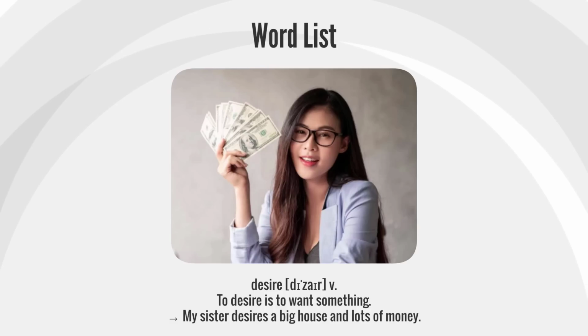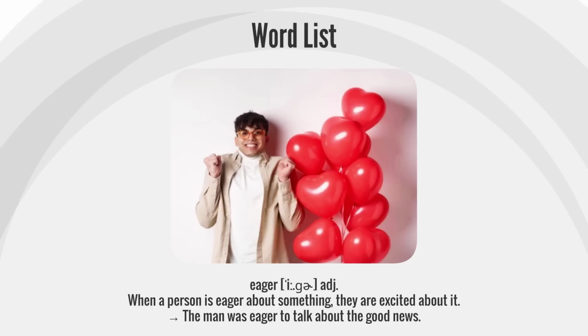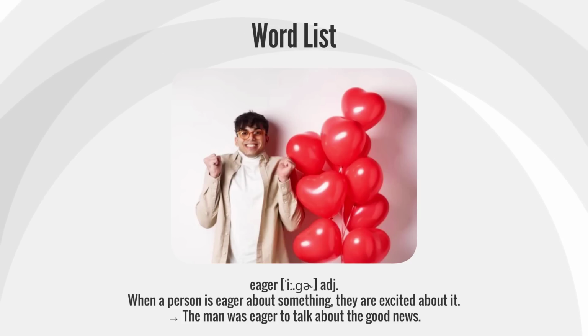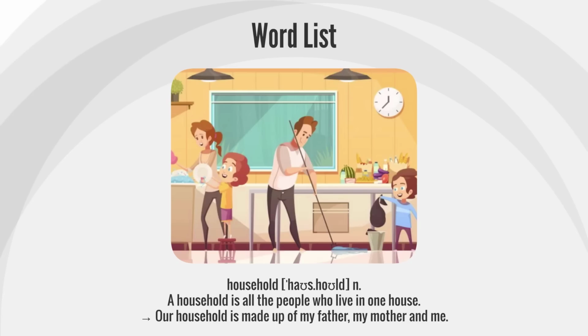Desire. To desire is to want something. My sister desires a big house and lots of money. Eager. When a person is eager about something, they are excited about it. The man was eager to talk about the good news. Household. A household is all the people who live in one house. Our household is made up of my father, my mother, and me.